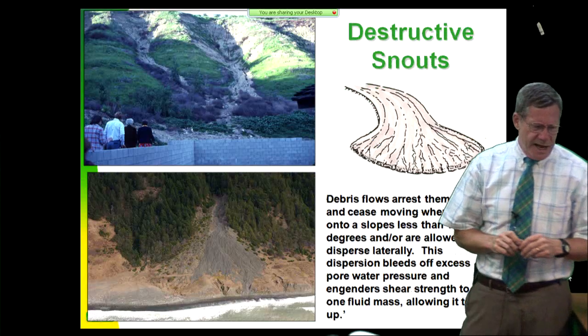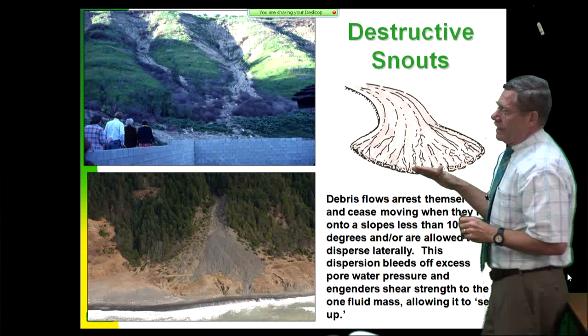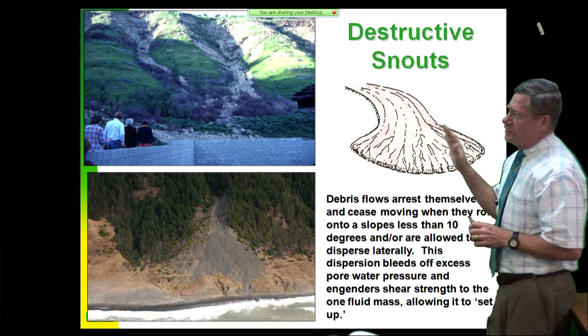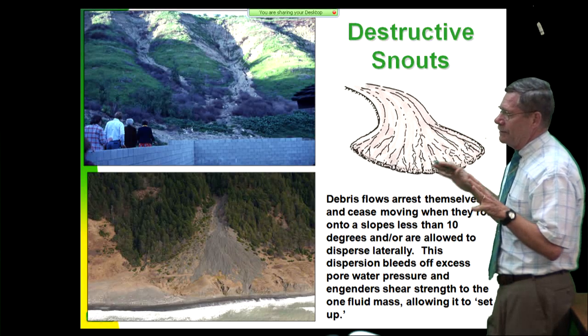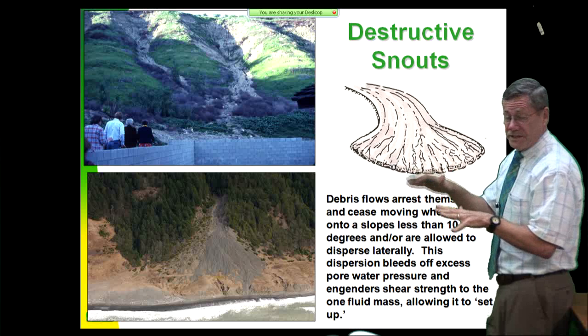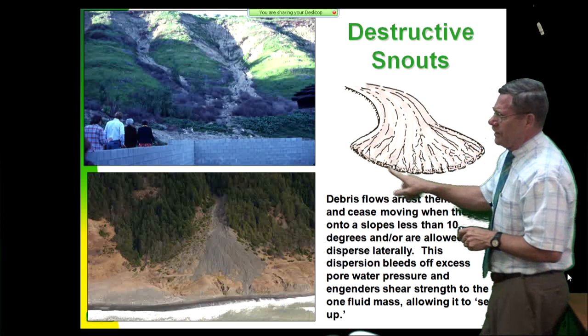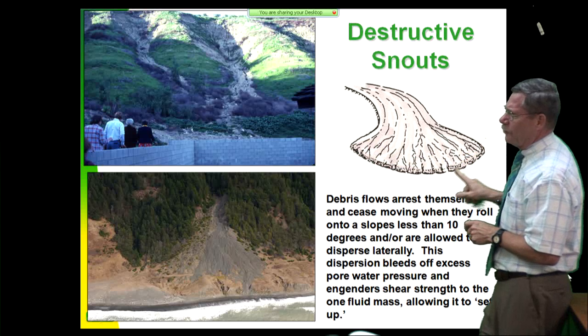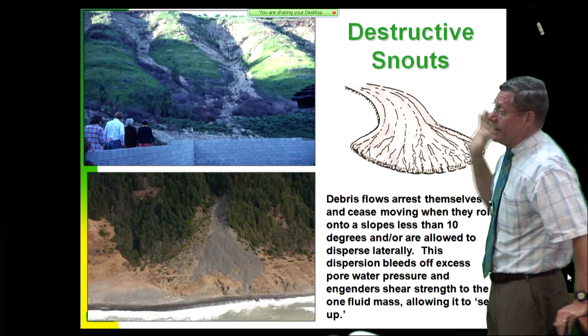Well, destructive snouts. The Japanese have done a lot of great research on this, and so has Sue Cannon at the USGS in Golden, Colorado. She has a team that goes around and looks at fire flood sequences and debris flows. And the snouts can be very, very destructive because all the rocks tend to collect. The big, huge boulders tend to collect in these things, and they knock things over.